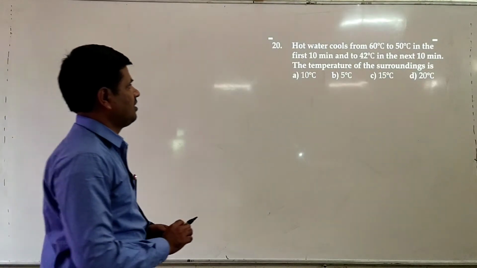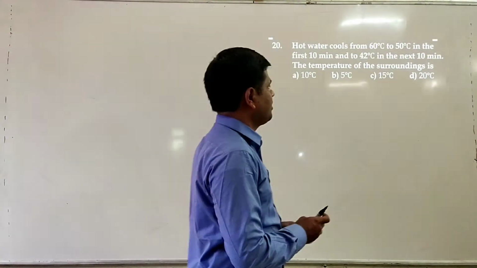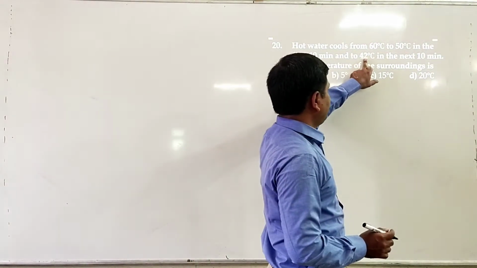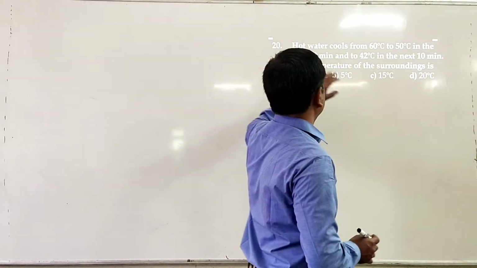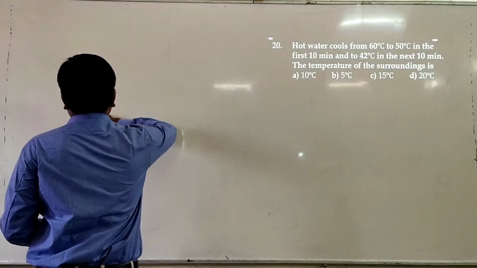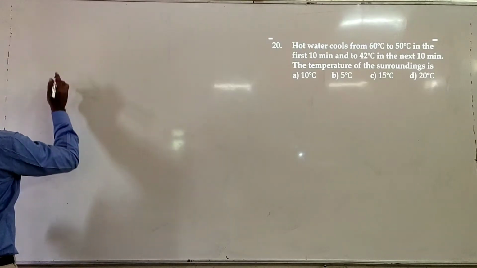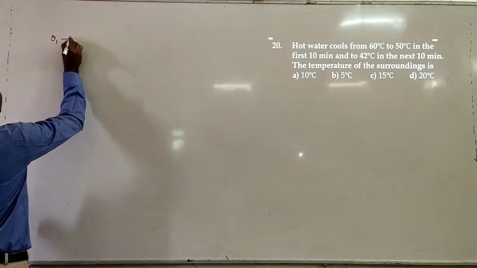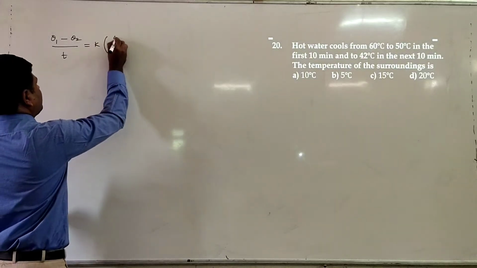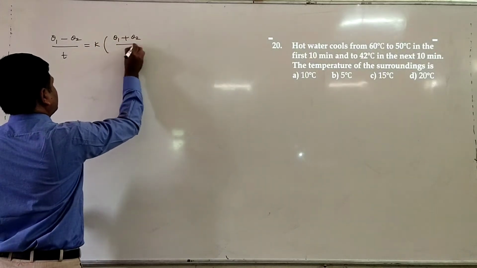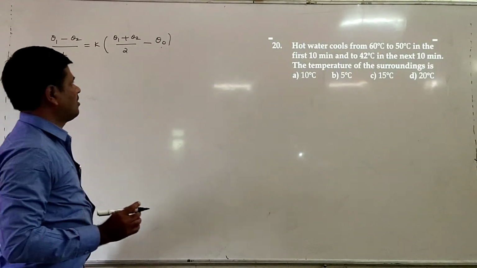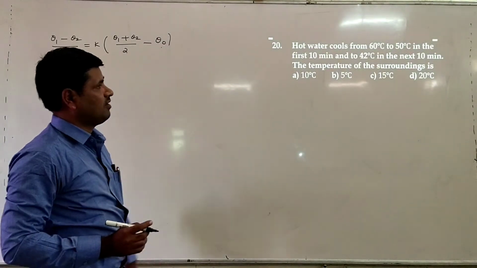Next, question number 20. Hot water cools from 60 degrees to 50 degrees in the first 10 minutes and to 42 degrees in the next 10 minutes. The temperature of the surroundings is? This depends upon Newton's law of cooling. The formula is (theta 1 minus theta 2) by T equal to K into ((theta 1 plus theta 2) by 2 minus theta naught). Theta naught is the temperature of the surroundings, and theta 1 and theta 2 are the given temperatures.